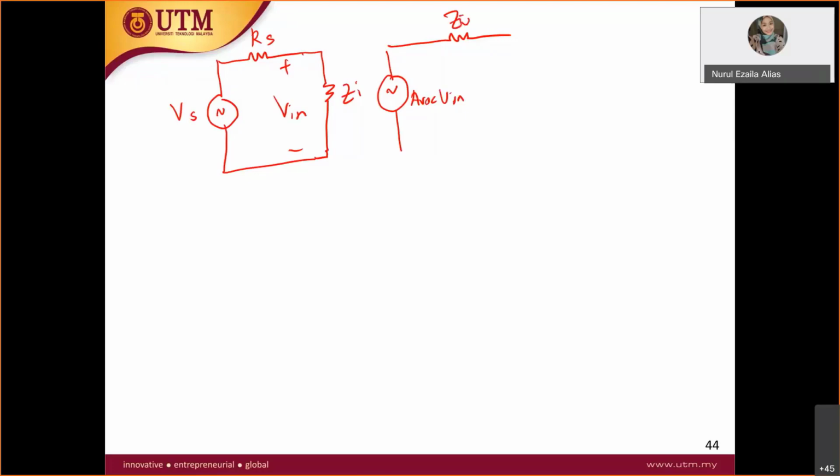So you have Z out here, and then you have RL here, and then you have V out. All right, so how can you get V out? The same concept: in BJT or AC analysis of BJT, whenever you have this kind of circuit, there's only one thing you can do, which is voltage divider. So you apply voltage divider here.